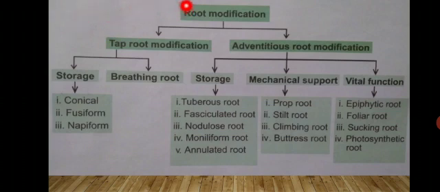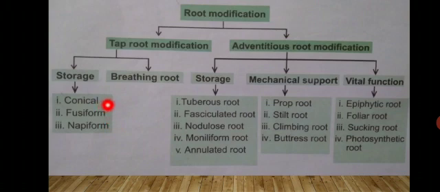The adventitious root system has the capacity for storage, mechanical support and vital function. Then the storage functions. The first storage type of the taproot is conical. Next one is fusiform. Third one is napiform.